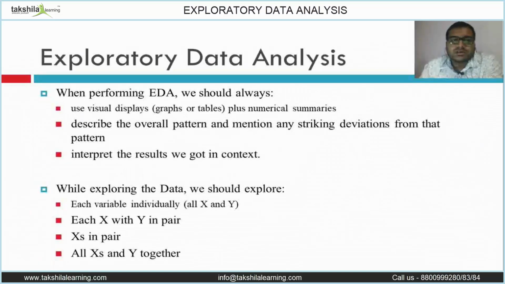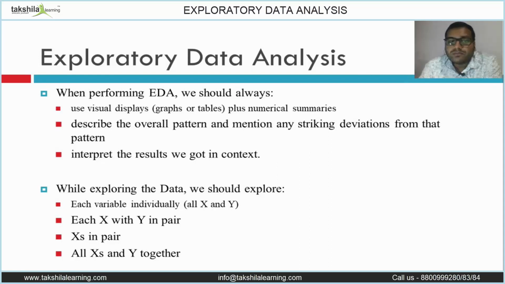When we are performing exploratory data analysis, we should always use visual displays. That means we should always use graphs, tables, or numerical summaries like mean, median, and mode, which describe the overall pattern and mention any striking deviation from that pattern. So by using EDA we can find the hidden patterns inside the data, and we can interpret the results we got in context.